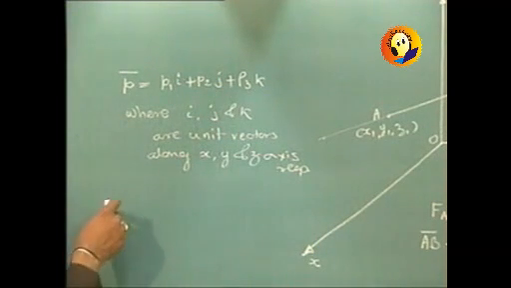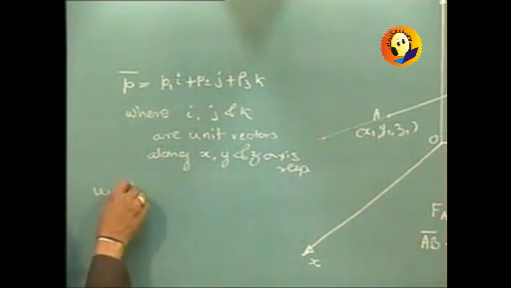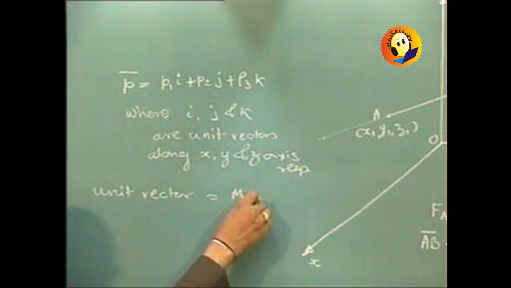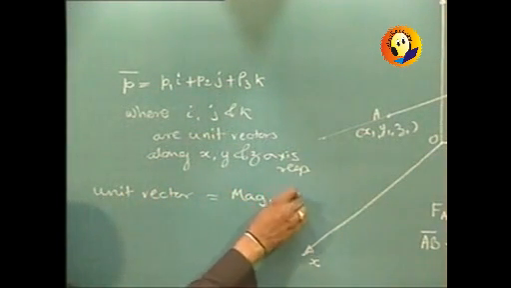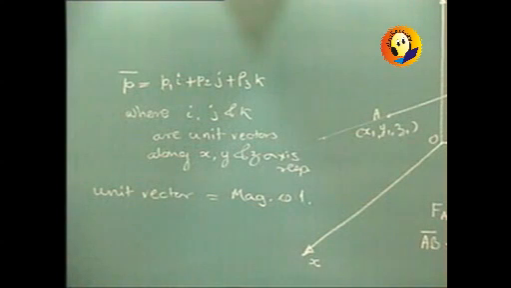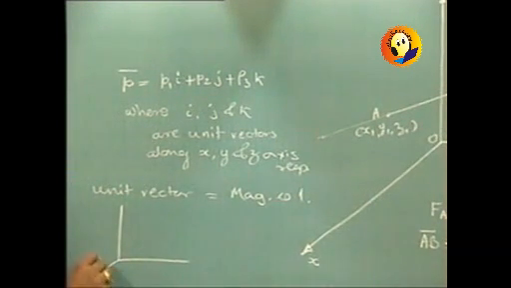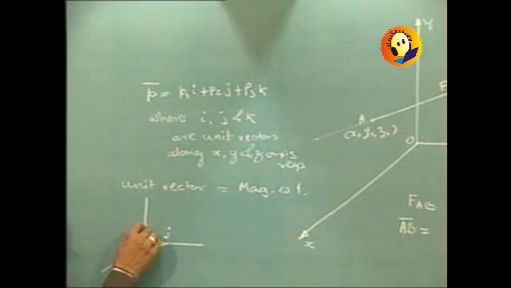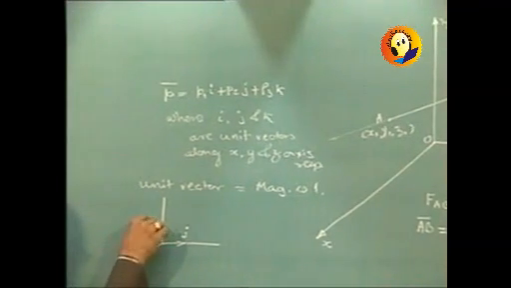Now when we say that it is a unit vector, it means the magnitude is 1. So we can simply show the system in this manner. This will be the unit vector along the x-axis, this will be the unit vector along the y-axis, and this will be the unit vector along the z-axis.